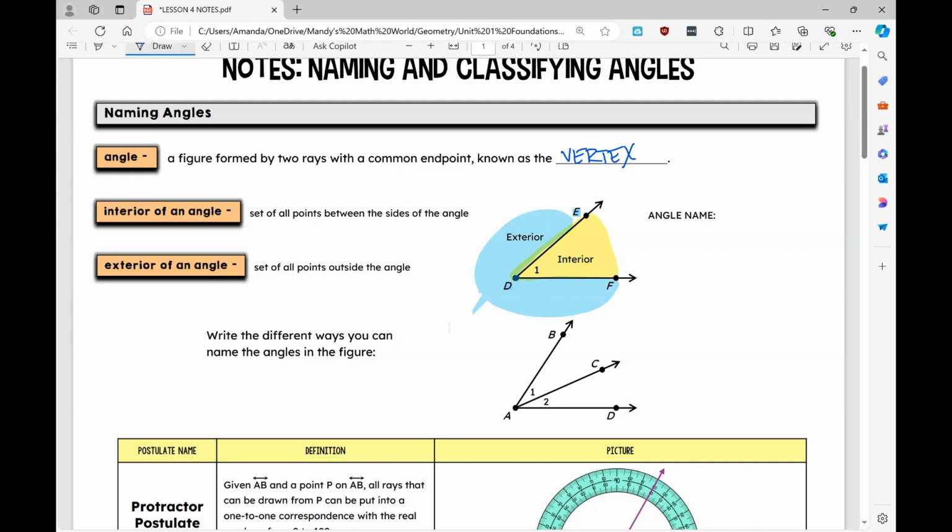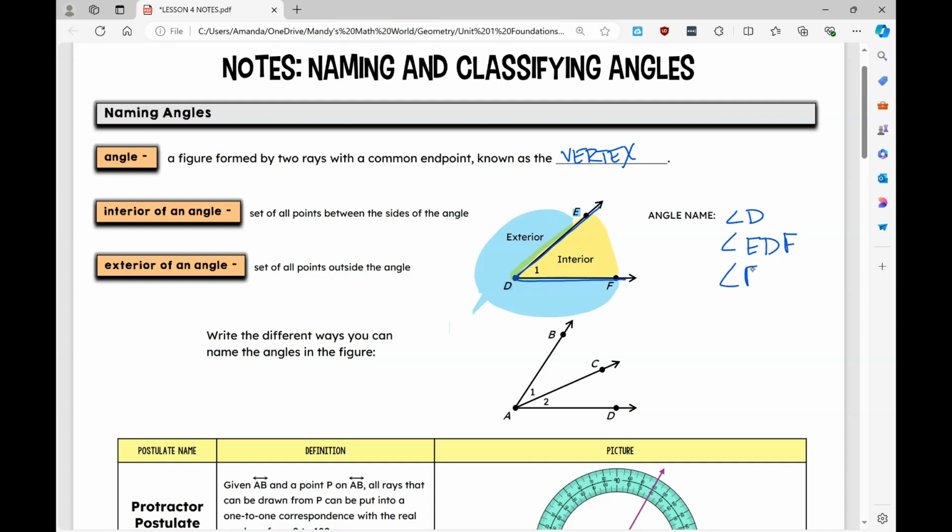And now how can I name this angle? I can name it using its vertex. I can call it angle D. I can also name it with 3 points on it, E, D, and F. So I can call it angle EDF, right? I can also call it angle FDE. So I need 3 points to name this angle. You want to make sure that middle letter is your vertex. And that always has to be your middle letter when you're naming an angle. I can also call it angle 1.